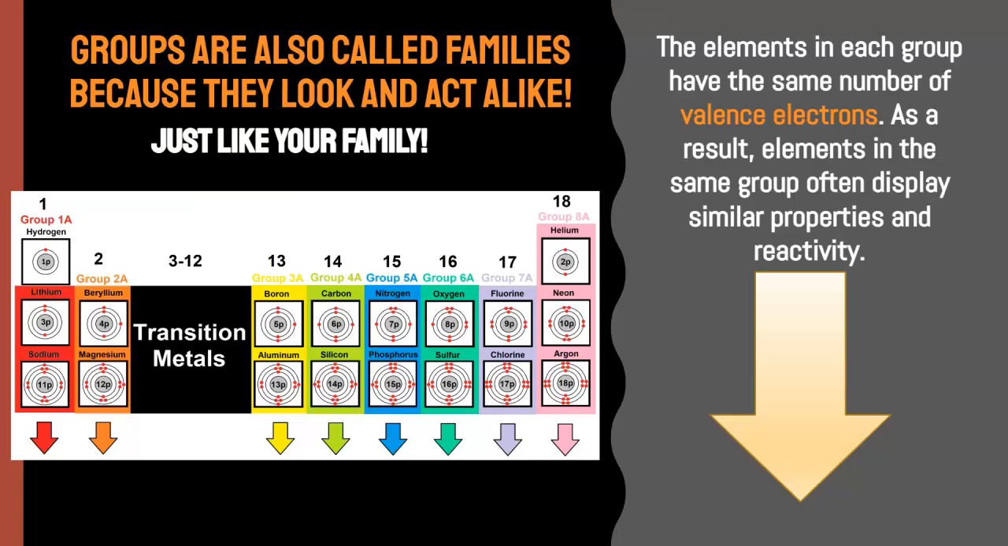Columns on the periodic table are also called groups or families. The elements in each group are going to have the same number of valence electrons. And as a result of having the same number of valence electrons, elements in the same group or family are going to display similar properties and reactivity. So they're going to look and act alike, just like your family.